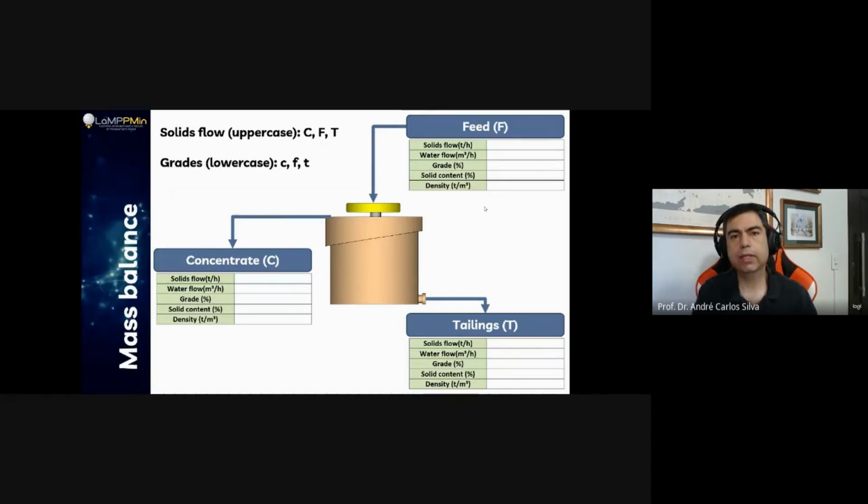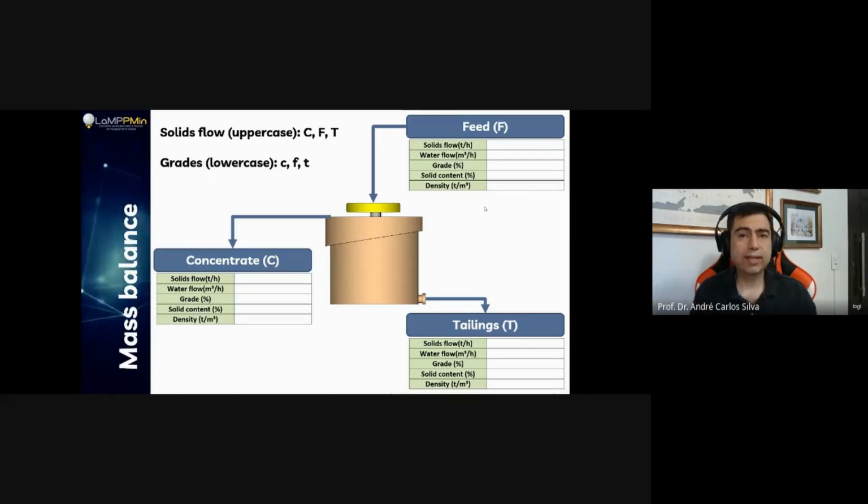But actually, when we're going to solve the problems, it's not so easy just to keep these letters. So it's a very good practice if you draw a flow sheet and you add this information on your flow sheet in small tables. So for example, for the feed, what we're going to have is the solid flow, then we have the water flow, then we have the grade, the solid content, and the density of the pulp. So again, you could add a lot of extra information in your feed box, okay? But that's the least amount of material that you want to have in order to perform a good mass balance.